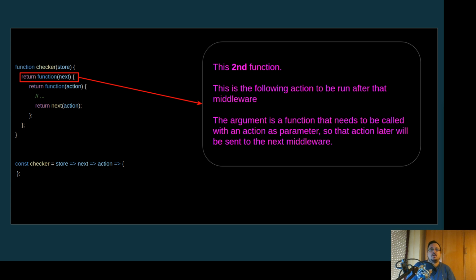Okay. The second function has an argument that is a function. So it's called next, and it's a function that needs to be called with an action as parameter, as you see. So that action will be sent to the next middleware. See it like, okay, it's the following action to be run after that middleware. So as you see, we have the store to give to the middleware.